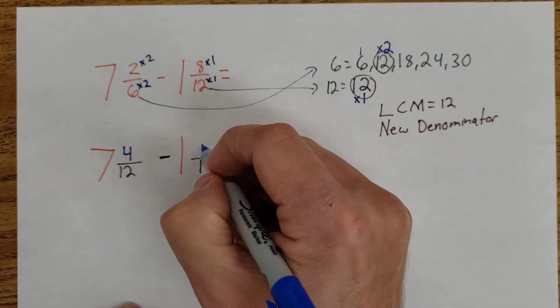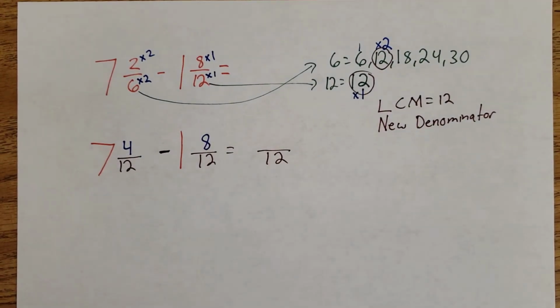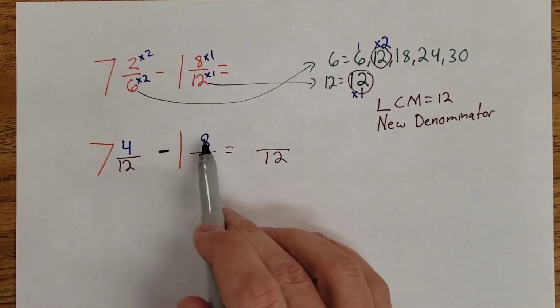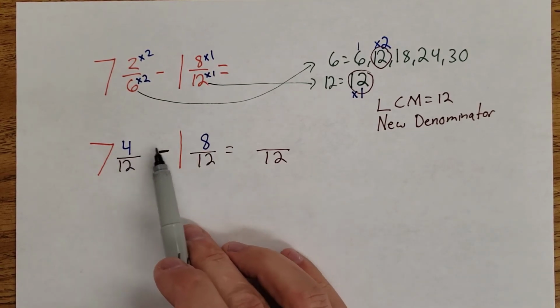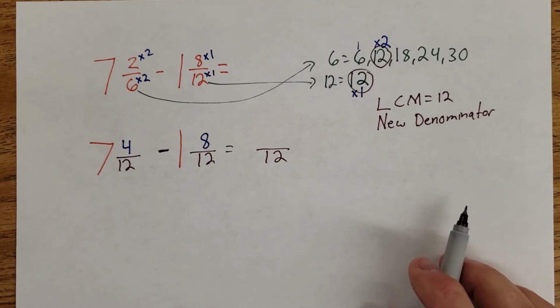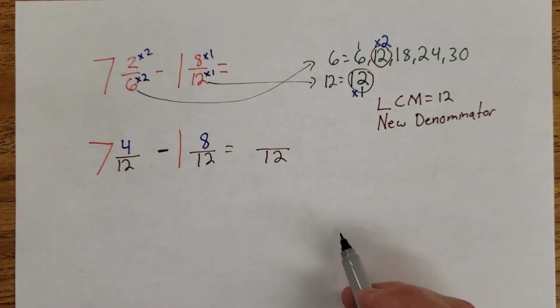Because you multiply by 1, it doesn't change. So now we can subtract, except if we try to subtract our fractions, 4 minus 8. If you have 4, I can't take 8. That's not going to work. So what are we going to have to do? We're going to have to regroup, or borrow from our whole number.